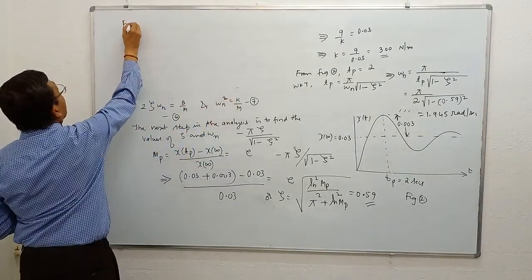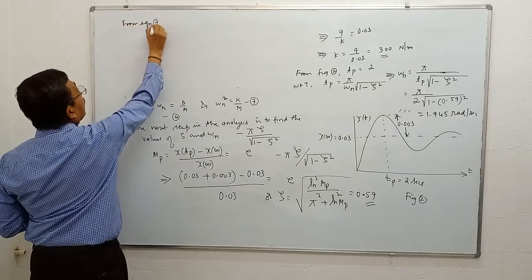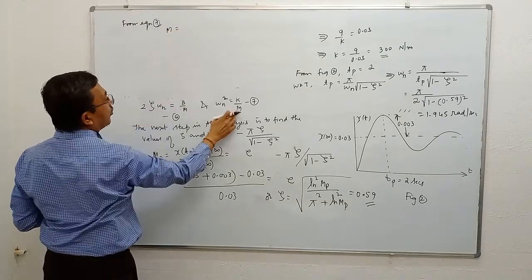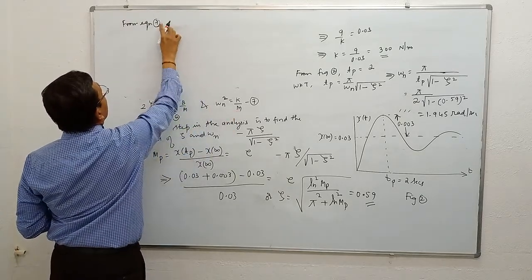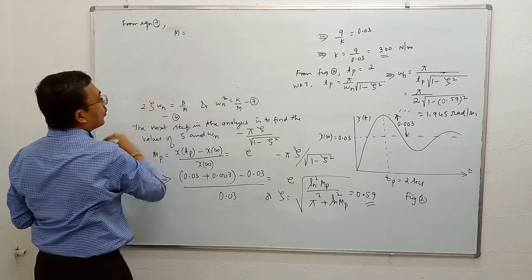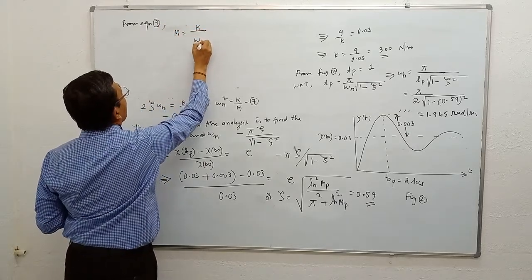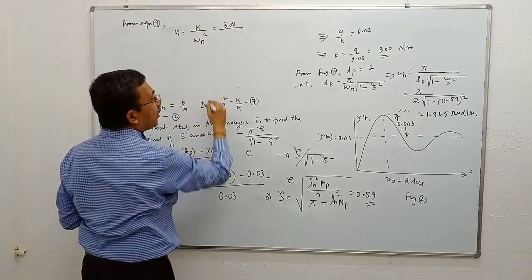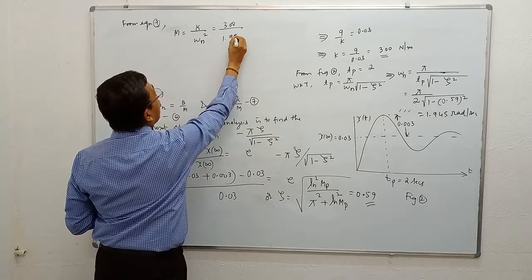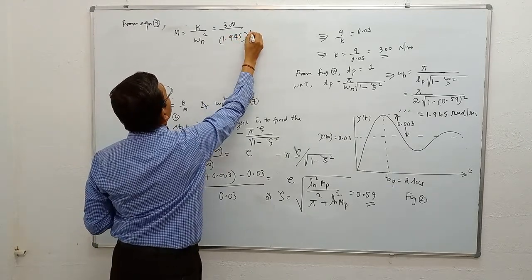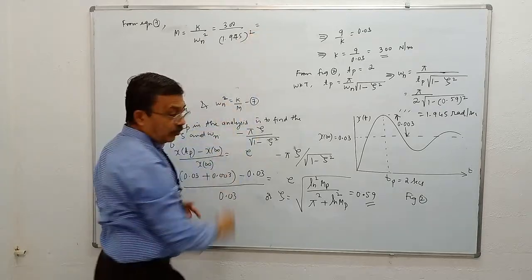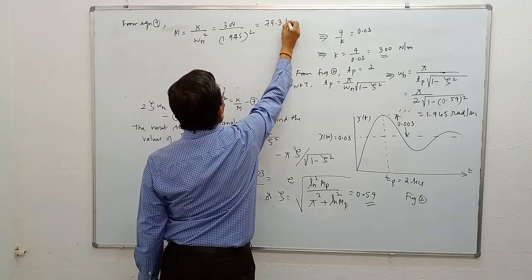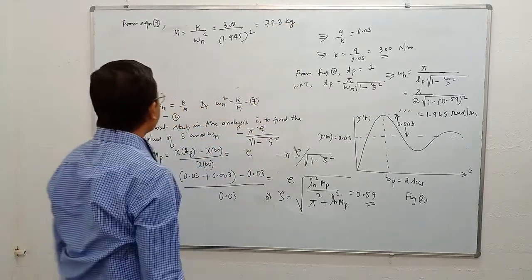From equation 7, what is m? From equation 7, m is equal to k divided by omega n square. K is what? 300. What is omega n? Omega n is 1.945. Substitute. This is the value of omega n. Substitute. The value of m works out to be 79.3 kgs. Check the calculations.